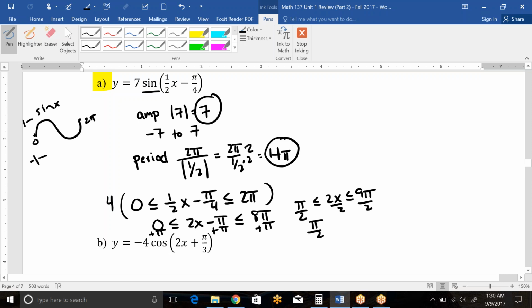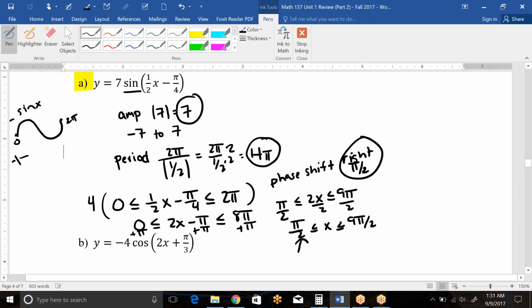Now the reason I like this is that it tells me the start and end of my graph, and the phase shift is the first number. So my phase shift is going to be to the right, pi over 2, since it's positive. Okay, so we take all of that information and we try to draw a graph.